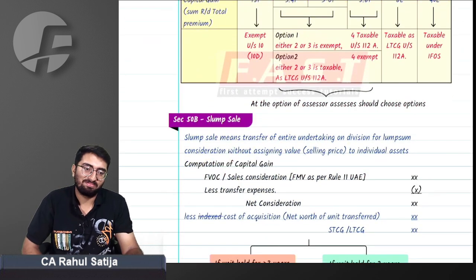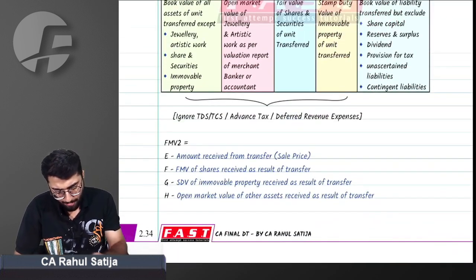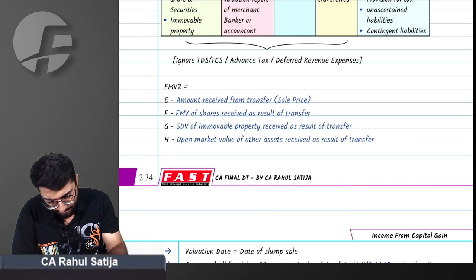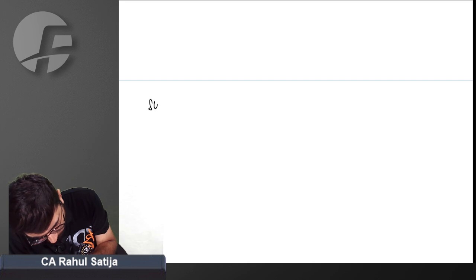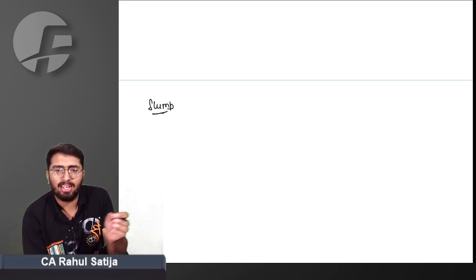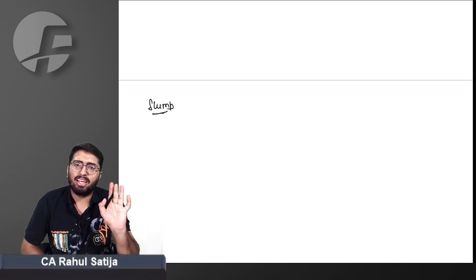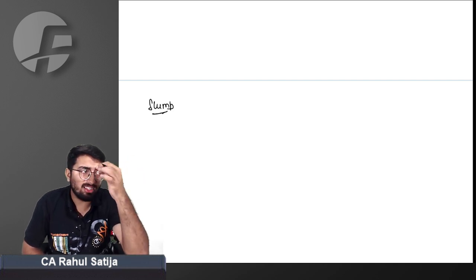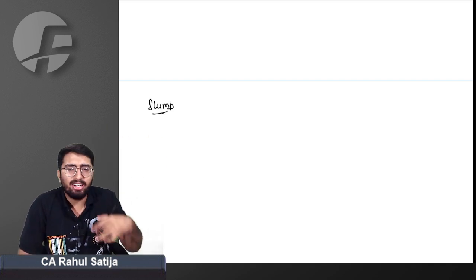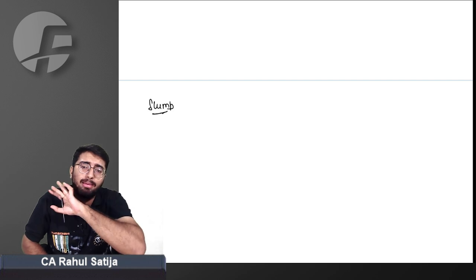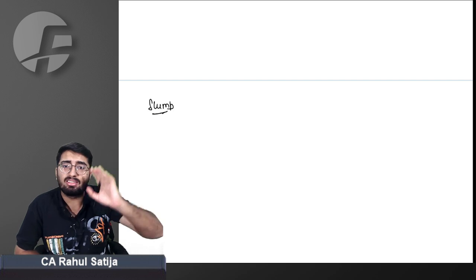Slum sale. I want all of you to not look at this book, just look at the board notes while I'm writing. Slum sale simply means transferring an undertaking without assigning value to individual assets, just selling the complete unit for a single consideration. I have different types of assets and different types of liabilities. I'm not valuing anything individually. I'm just valuing the whole undertaking and receiving something in return.